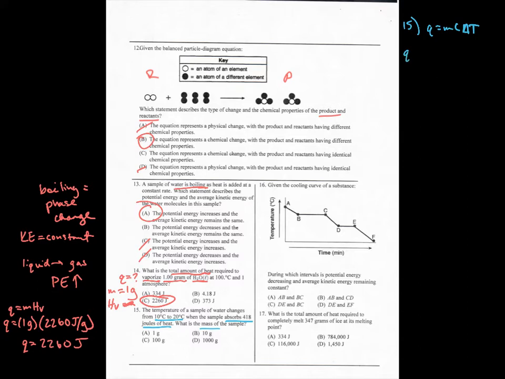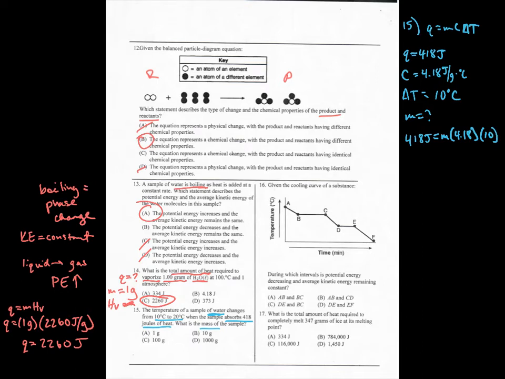So Q they gave us is 418 joules. C, because we're dealing with water, you have to look it up: 4.18 joules per gram degrees Celsius. Delta T, going from 10 to 20, that change is 10 degrees Celsius, and we're looking for mass. So plug it in. Joules equals M times 4.18 times 10.